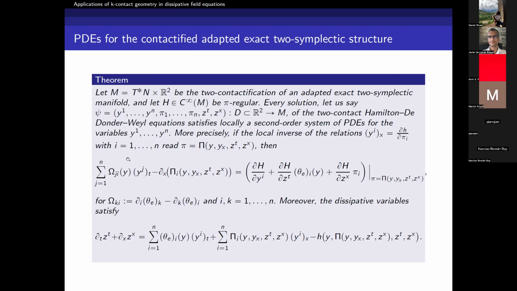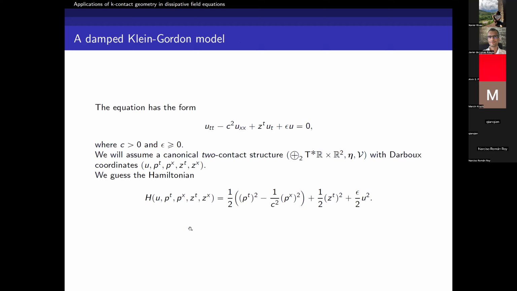Yes, and then it satisfies something like this. And also we have a condition for the dissipative variables. Okay, and I think we can now go to the examples. So, for example, we have a damped Klein-Gordon equation. It is described by the partial differential equation that looks like this.